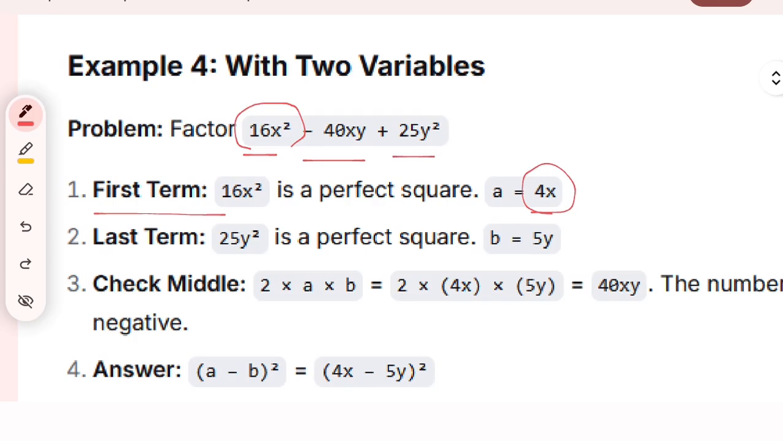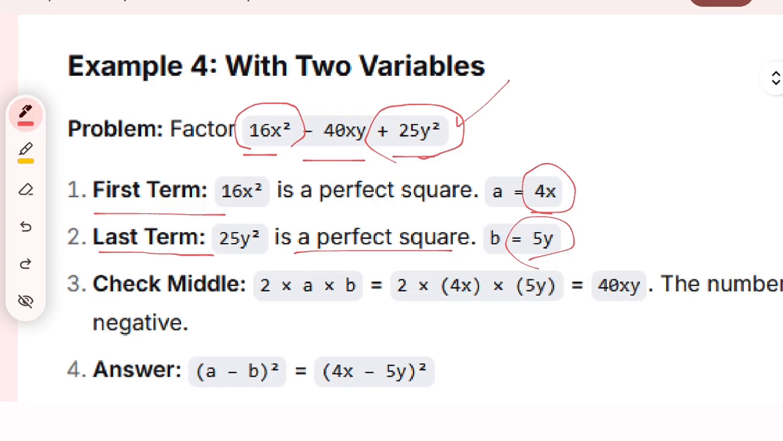Now, the second condition that must be satisfied is the last term must be a perfect square. So the question is, is 25y squared a perfect square? The answer is yes. 5y, actually, because if we square 5y, 5y times 5y, the answer is 25y squared. Therefore, the last term is also a perfect square.